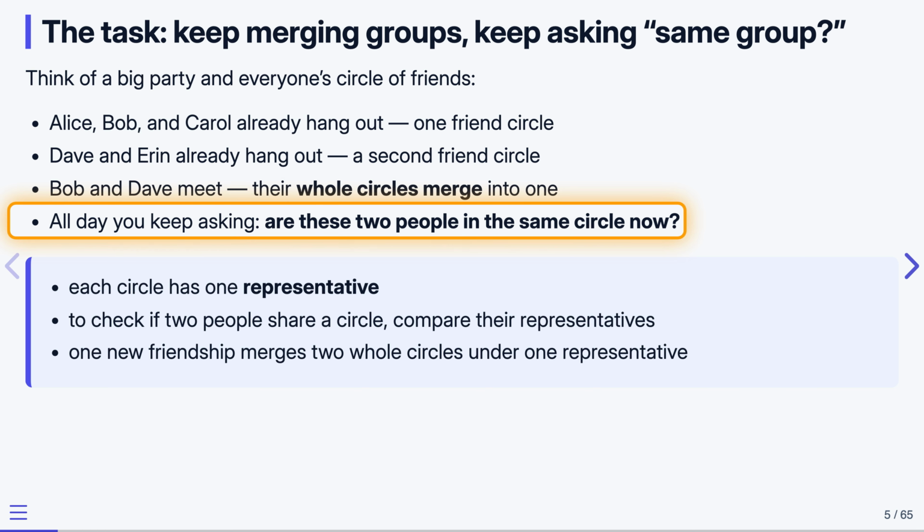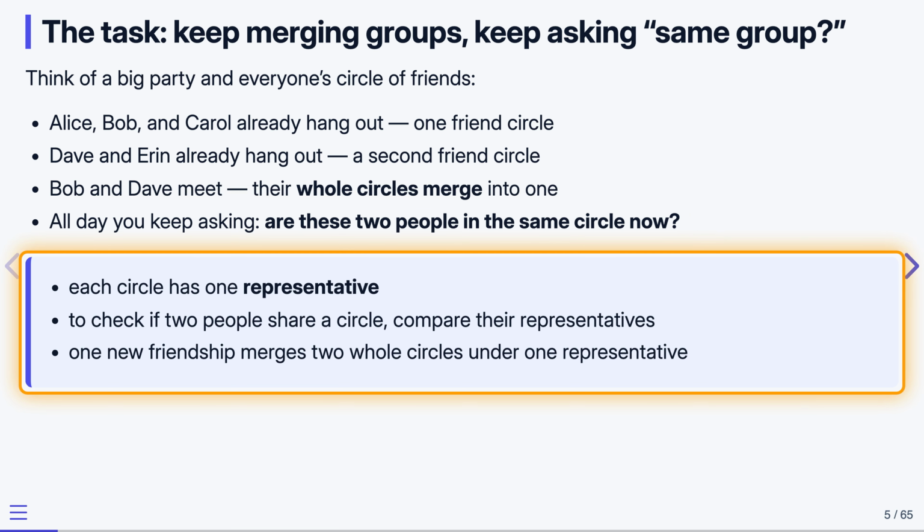And all day you keep asking the same question. Are these 2 people in the same circle now? Each circle has one representative. To check if 2 people share a circle, you compare their representatives. One new friendship merges 2 whole circles under a single representative.